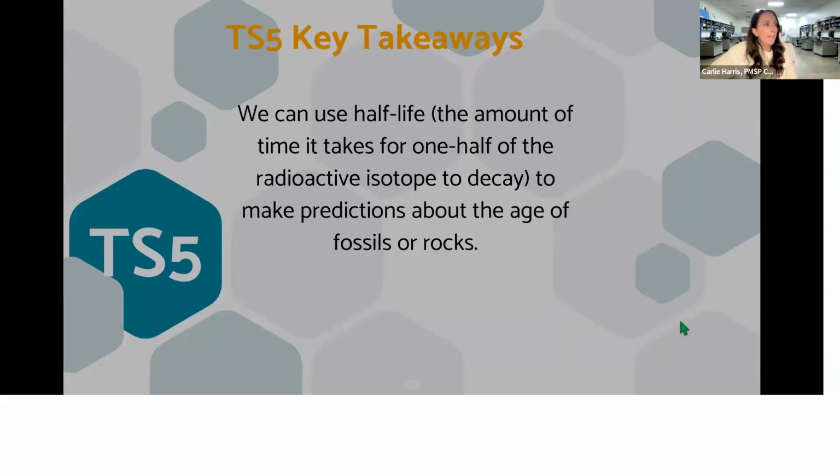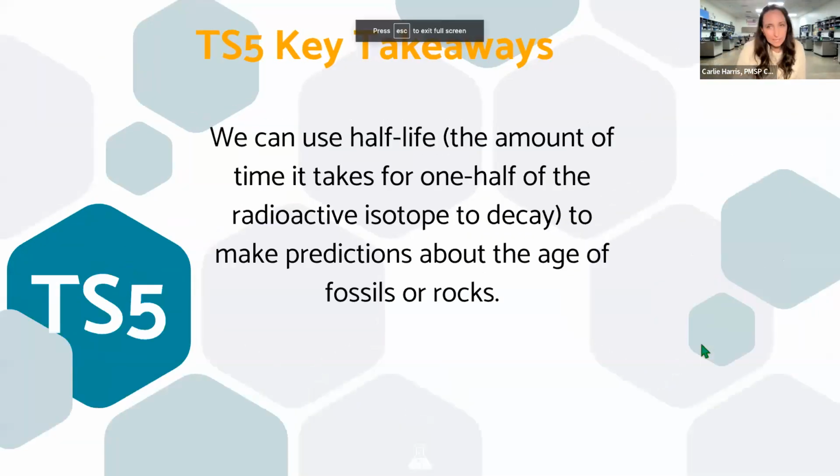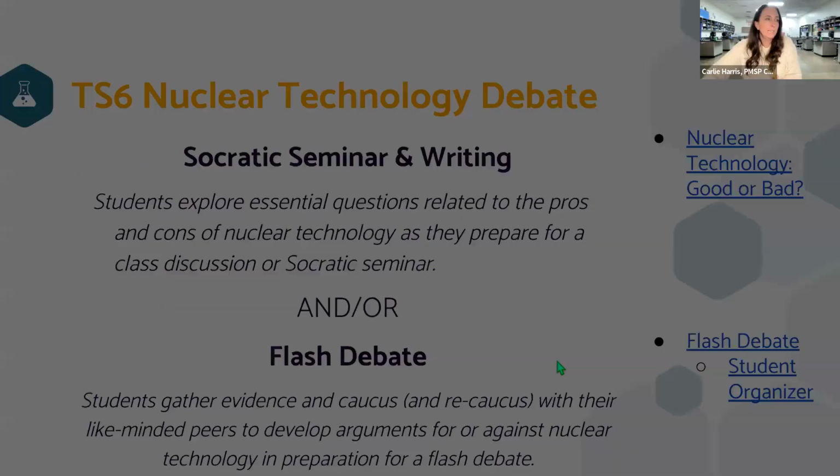Okay, so that is test set 5. The big key takeaway being that we can use half-life, which is the amount of time it takes for 1/2 of our radioactive isotope to decay, in order to make predictions about the age of fossils or rocks. Pretty cool. Students like this one.